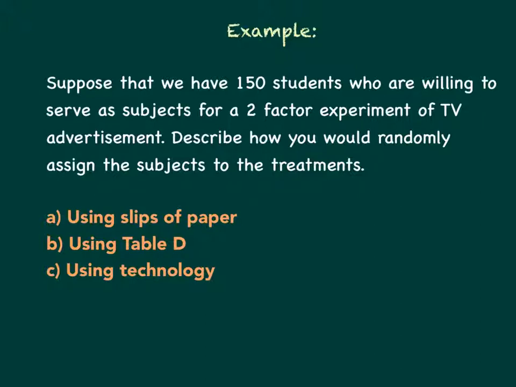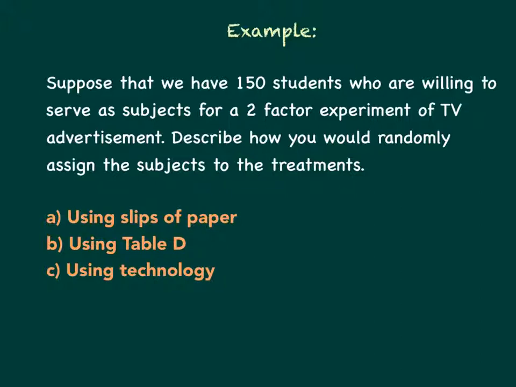First, for A, you have to write all the names on slips of paper, then place them in a container and mix them thoroughly. Select one of the slips and assign that name to treatment 1. Select another name and assign it to treatment 2. And then assign the third name to treatment 3. Rotate through the treatments until all have been assigned.